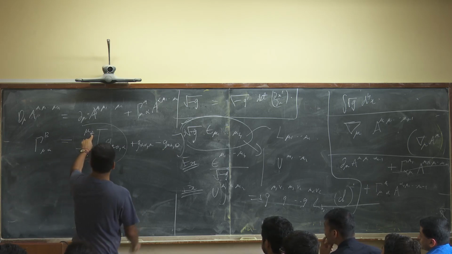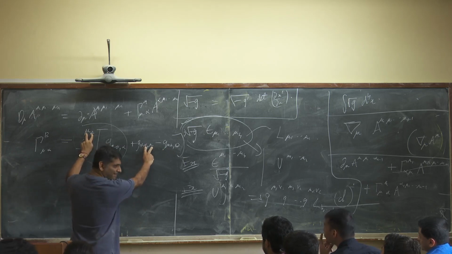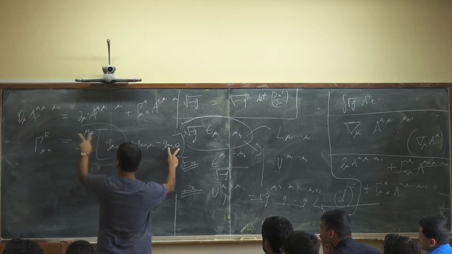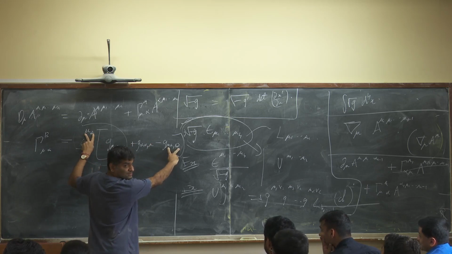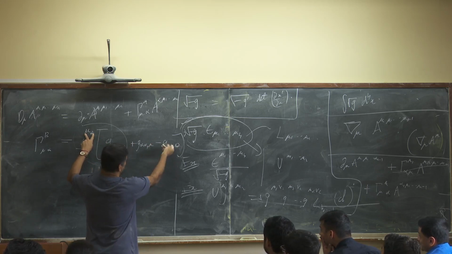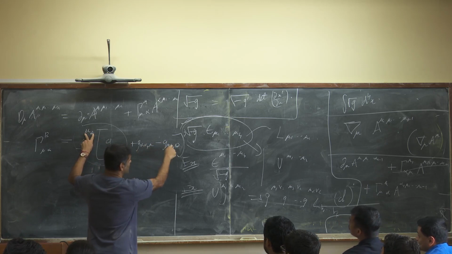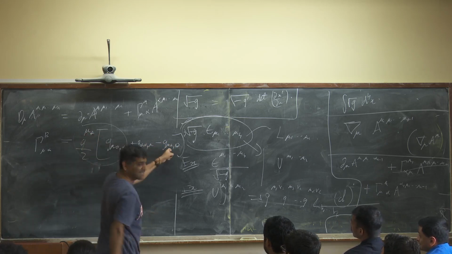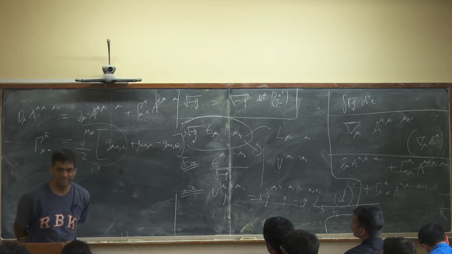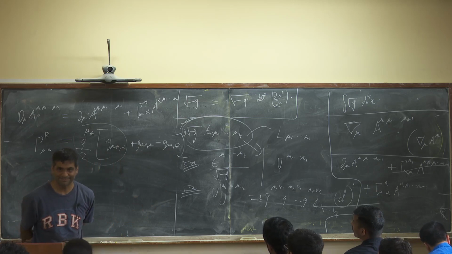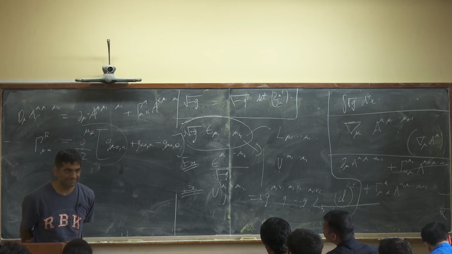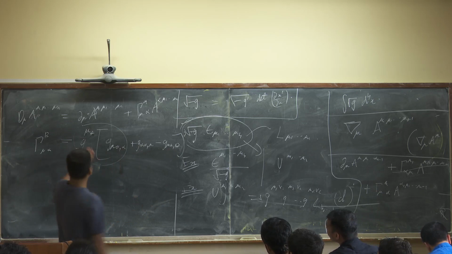This involves two dummy indices contracted like this. This also involves two dummy indices contracted like this. G mu alpha is G alpha mu. So this contraction cancels this contraction. Can you see? Is this clear? These are simply the same terms.